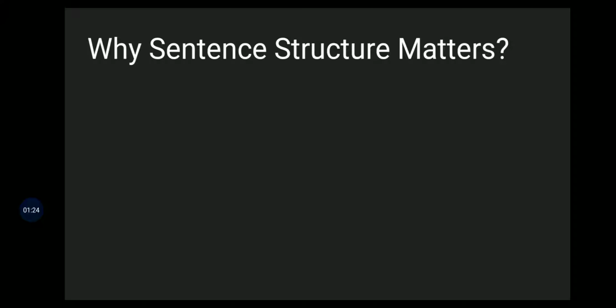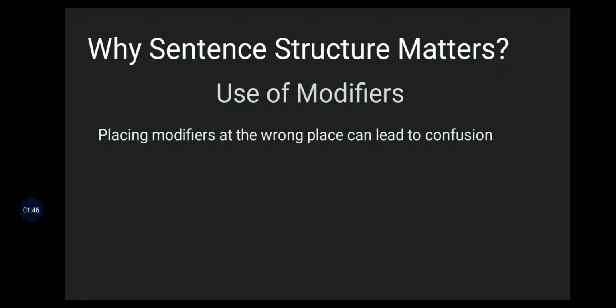So why is it so essential to have a sentence structured? That is because we make use of modifiers. Modifiers are nothing but words or phrases that describe what we want to say in a sentence. So if you misplace a modifier, then it's going to lead to a lot of confusion and not have the sentence being understood properly. So it is quite essential that you put in modifiers at the right place and in the right manner. So we'll look at it through an example.